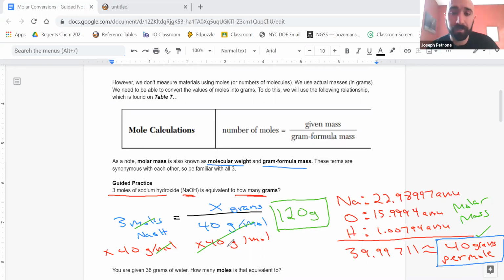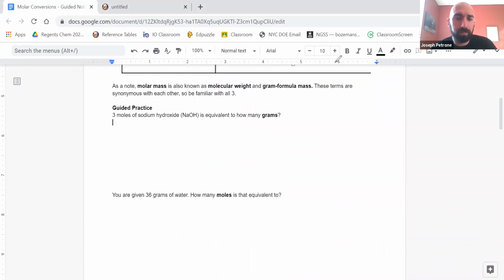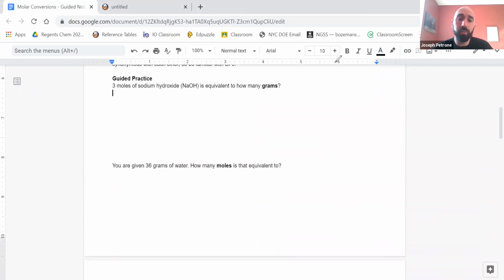Okay, so now that we've seen this, we're going to do it another way. So here we went from moles to grams. Now we're going to go from grams to moles. So I'm going to scroll down here. I'm going to clear this. And in this one, it says, you are given 36 grams of water. How many moles is that equivalent to?